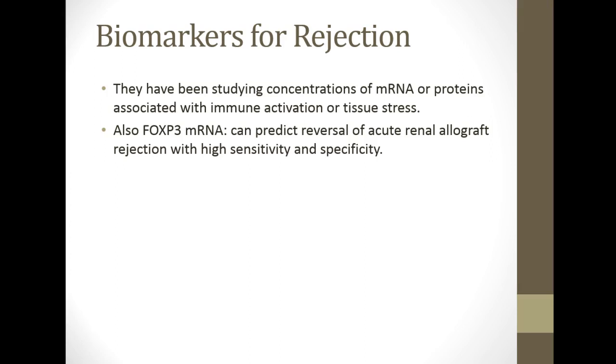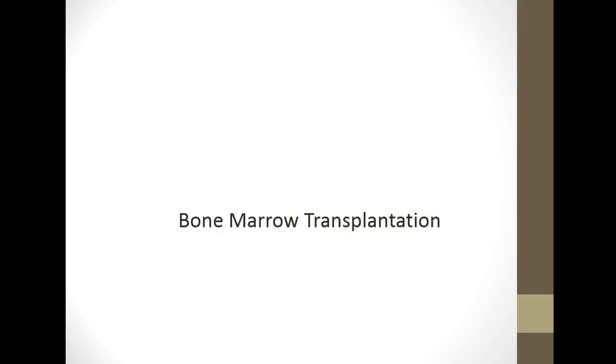We do have some biomarkers for rejection as well. They've been studying concentrations of messenger RNA or proteins that are associated with immune activation or tissue stress to see the effect with this rejection. We also have something called FOXP3 messenger RNA, and that can predict reversal of acute renal allograft rejection. There's very high sensitivity and specificity with that one.